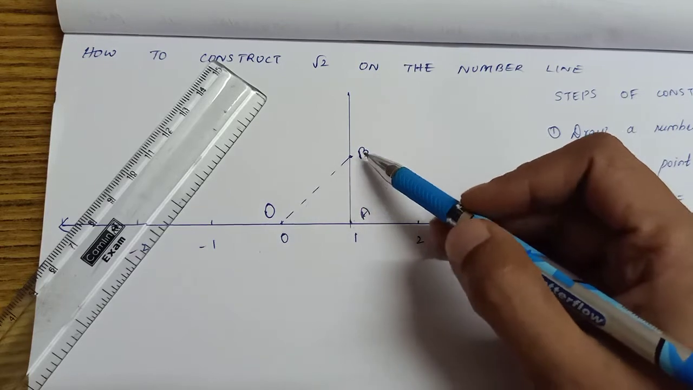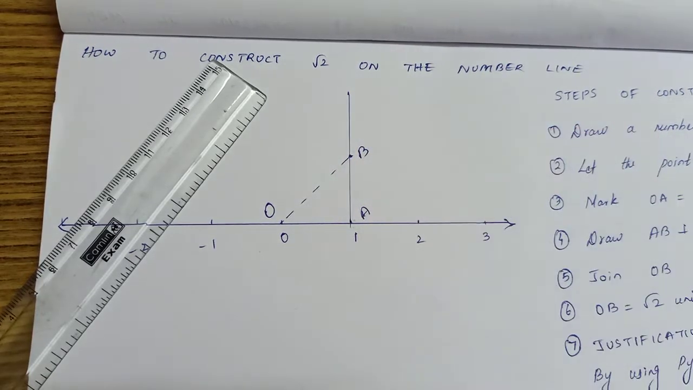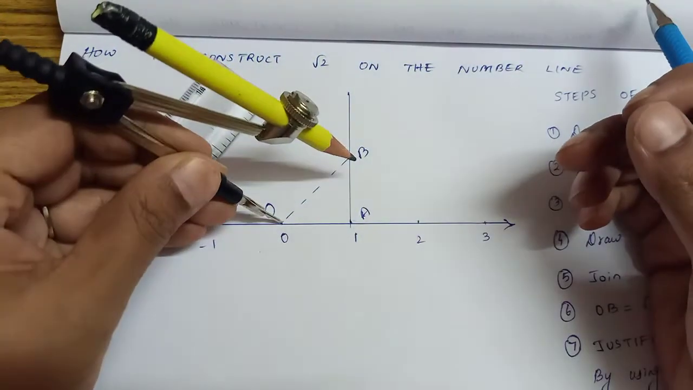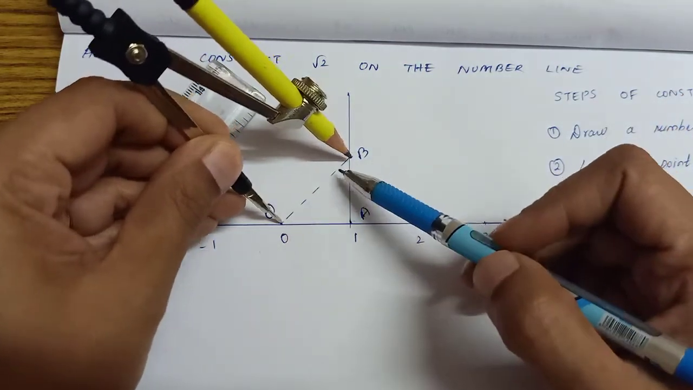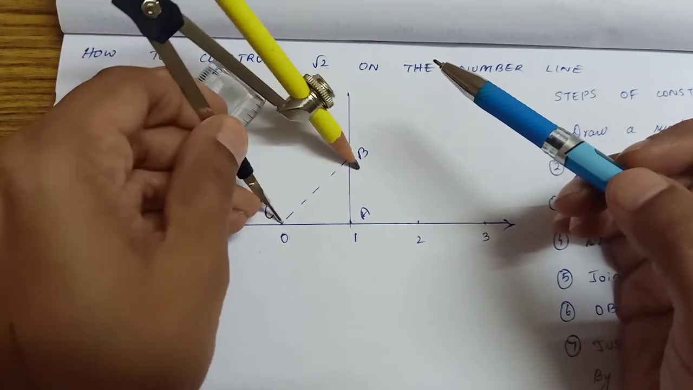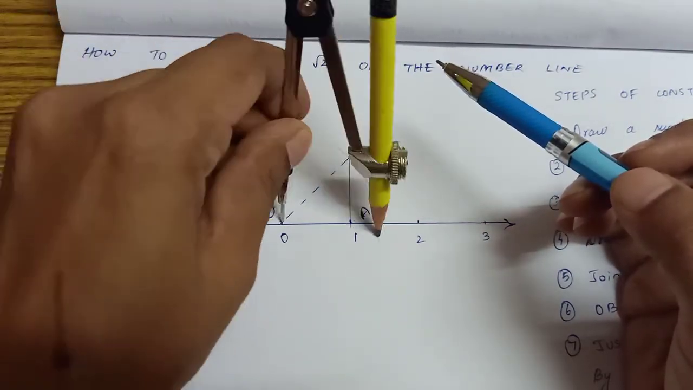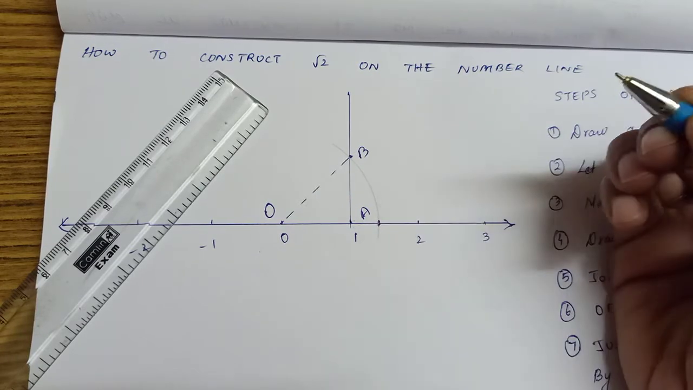But you see, the B is not on the number line. We want to construct root 2 on the number line. So what we will do is, we are going to use a compass to draw an arc. From here, I am going to measure this B here, OB. So I have taken the radius of OB and we are going to draw an arc here.